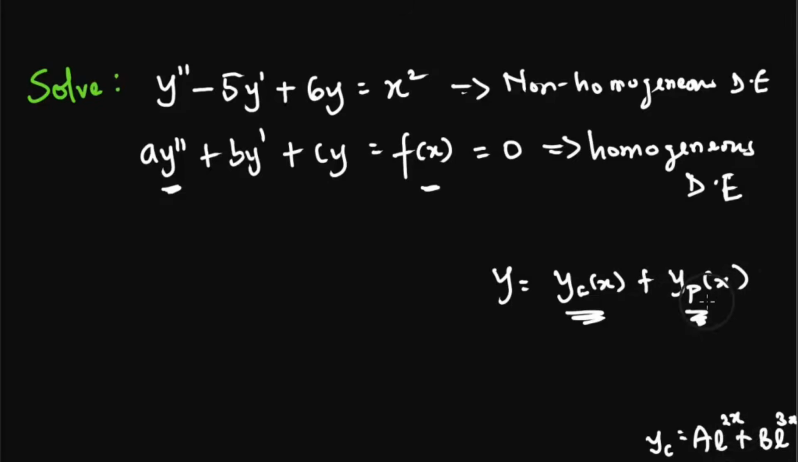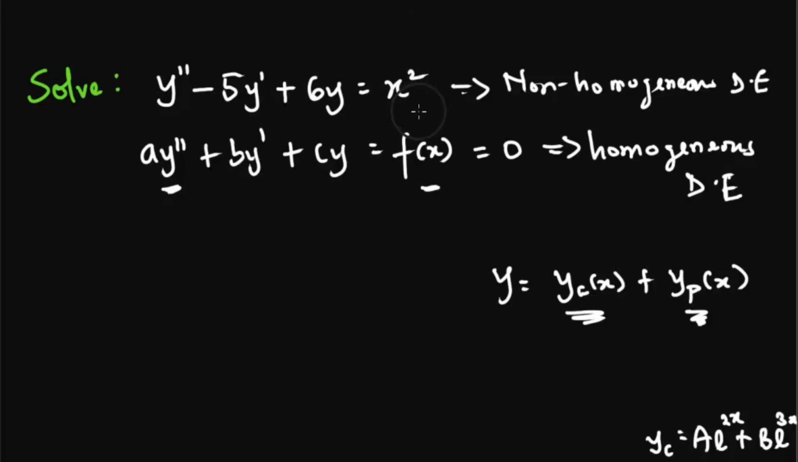Now, to get the particular solution yp of x, we take a look at the function of x on the right hand side. We can have 6 types of functions at the right hand side. We can have a constant, like 50 or 25. We can have a linear function, like 2x, 3x. We can have a function of second degree, like we have here, x squared. We can have a sine function like sine x, cos x. We can have an exponential function like exponential 2x, exponential 3x.